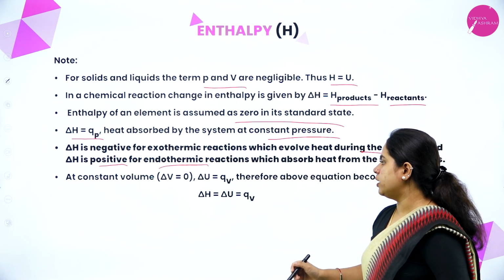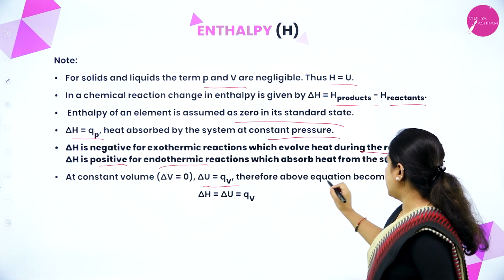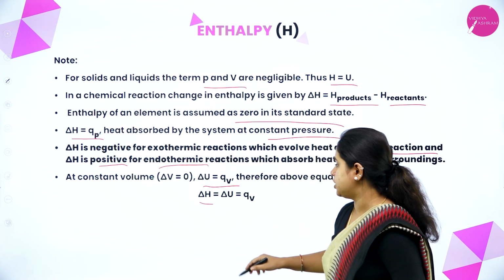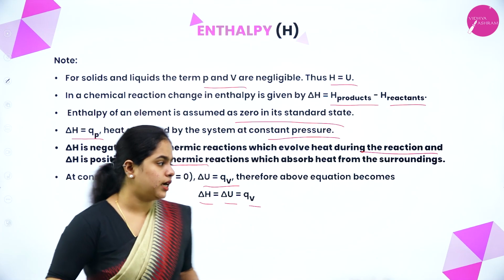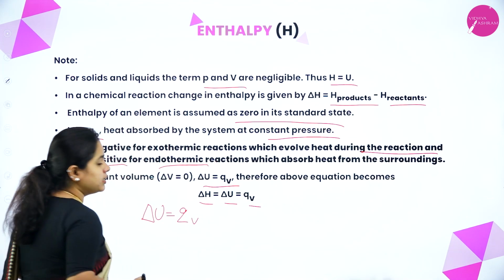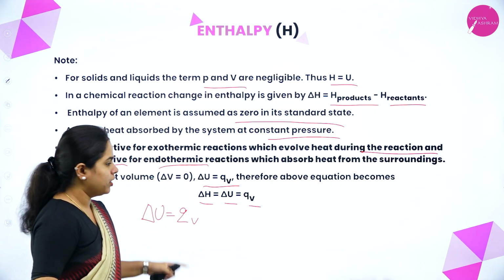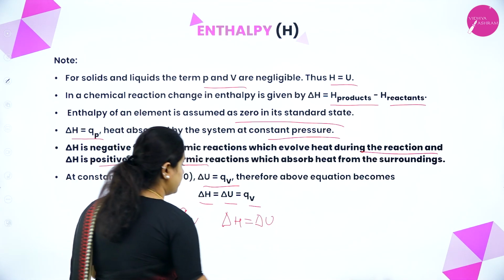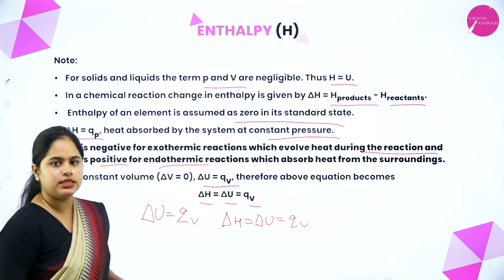And at constant volume, what happens? Delta U will be equal to Q_V. Therefore, the above equation will become delta H is equal to delta U, which is equal to Q_V. So we studied that delta U is equal to heat absorbed by the system at constant volume. We already know this. Delta U is equal to Q_V. And we know that delta H is equal to delta U and which will also be equal to Q_V. So, I hope it is clear.